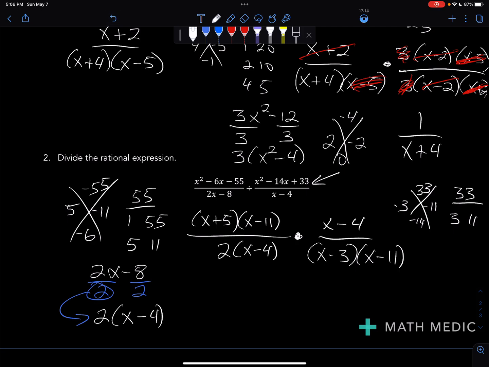All right, now we can cancel. So we can cancel the x minus 11 here and here. Then we can cancel this x minus 4 here and here. And that's it. All we have left in the numerator is this x plus 5. And we have the x minus 3 left in the denominator. So final answer, x plus 5 over x minus 3.